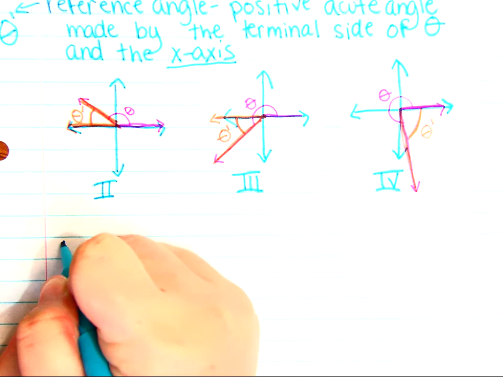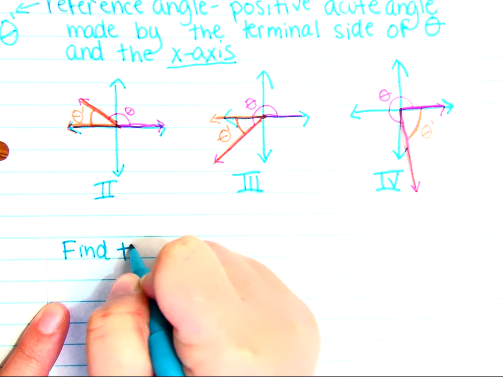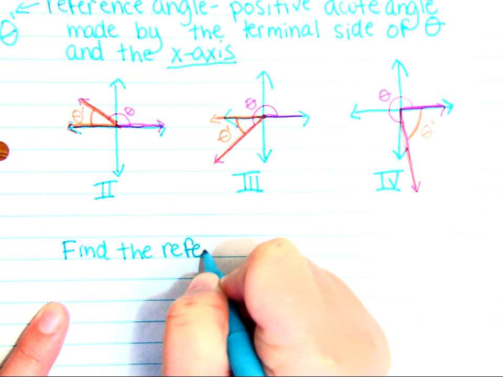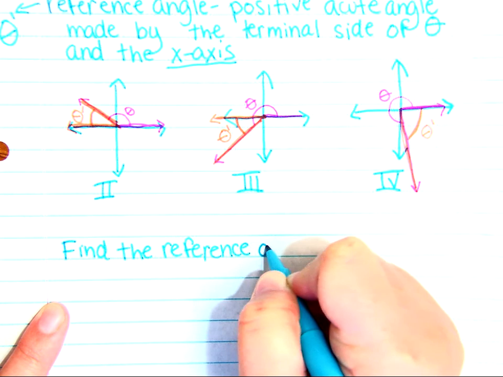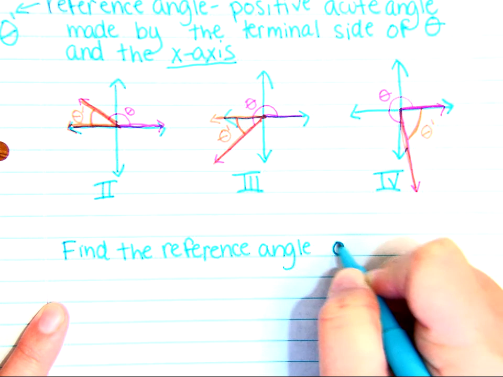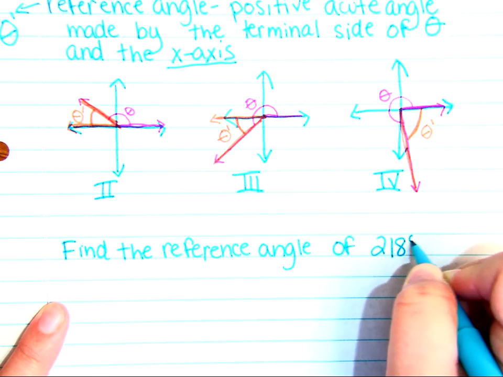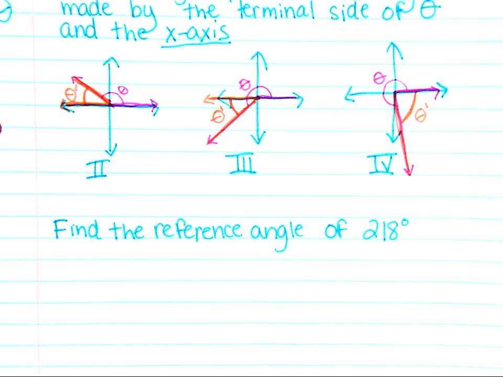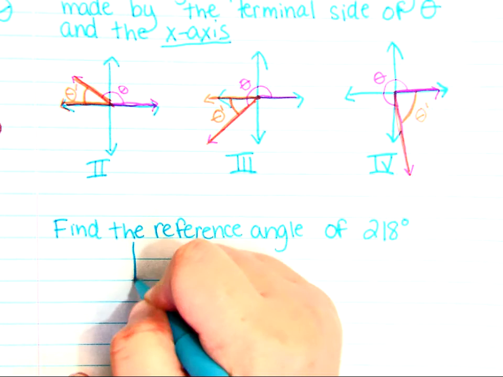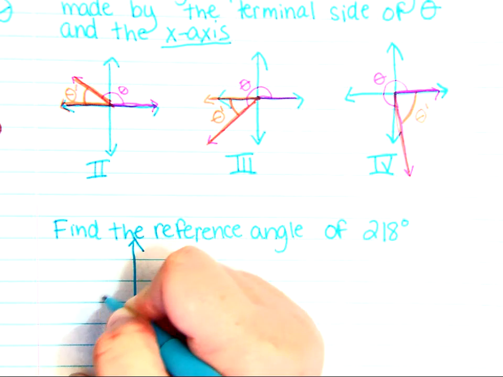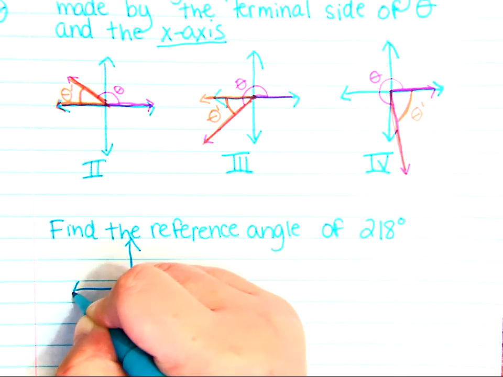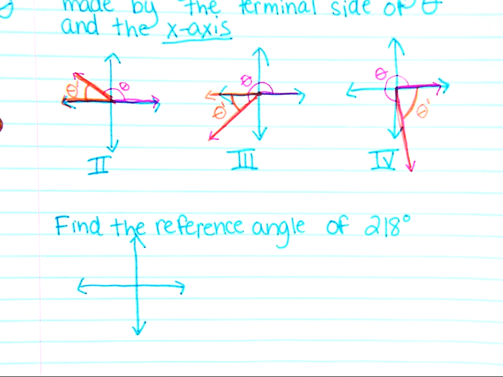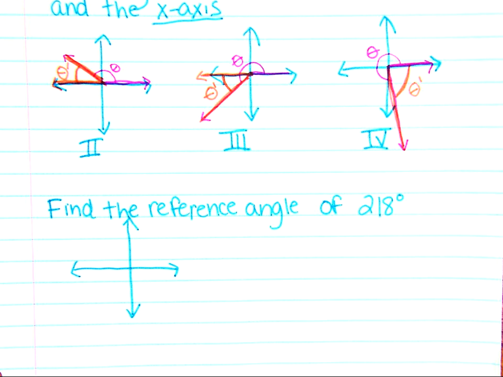So find the reference angle of 218 degrees. Okay? Find the reference angle of 218 degrees. So I think the first thing that you want to do is get a general sketch. Where is 218 degrees? You kind of need to know, because look up here. Quadrants 2, 3, and 4 were all different. Okay? So where is 218 degrees?